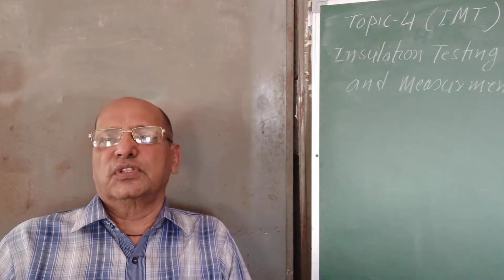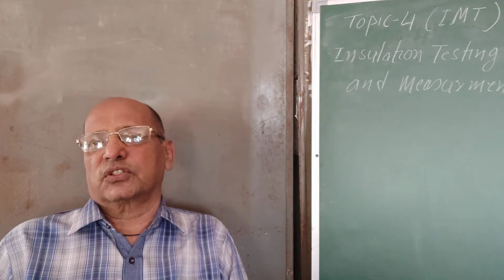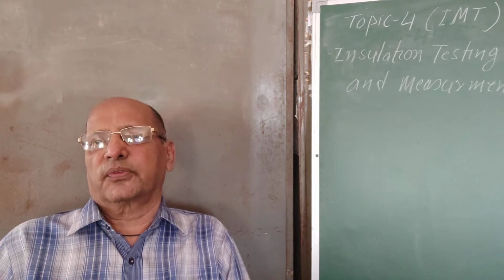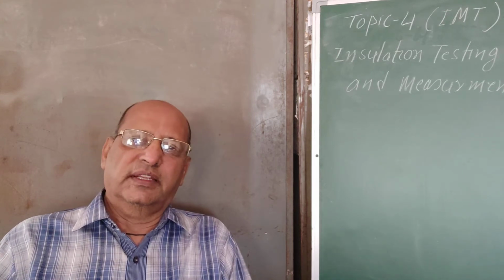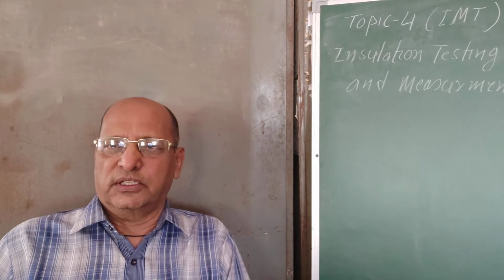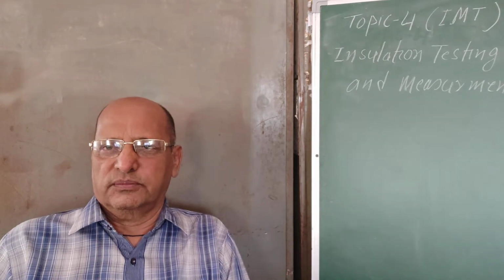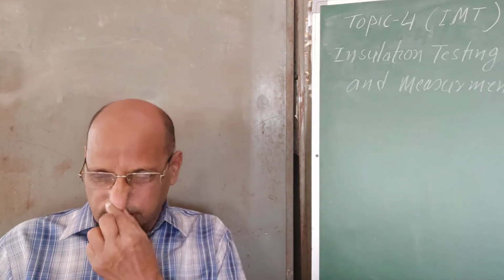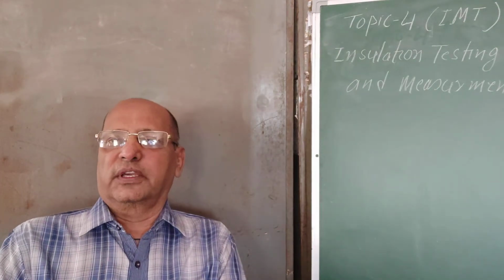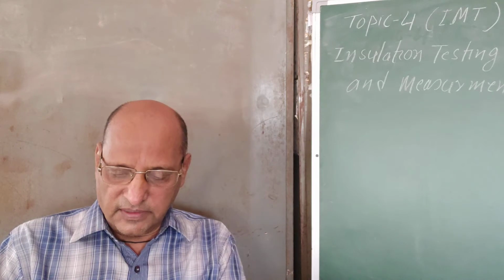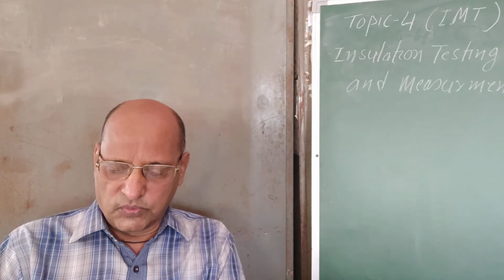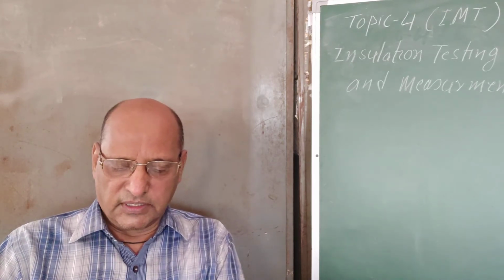Before using the Megger, we put a short circuit between the two probes to check the 0 and infinity value, whether it is properly showing these two values or not. If it is showing these two values properly, it means that our Megger is working okay. Then you apply it for the test. So this is the instrument used for measuring insulation resistance.